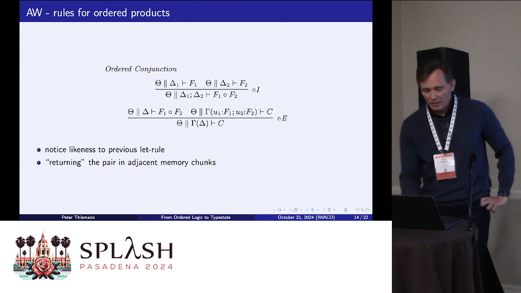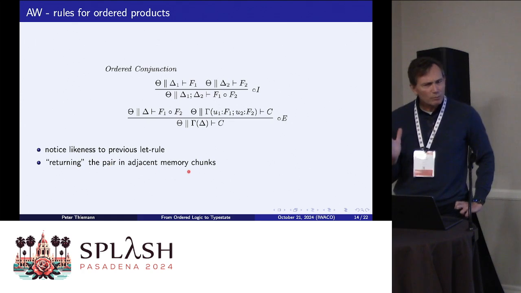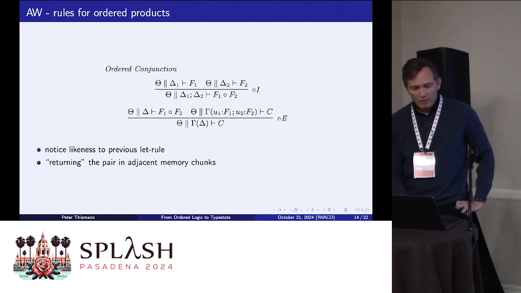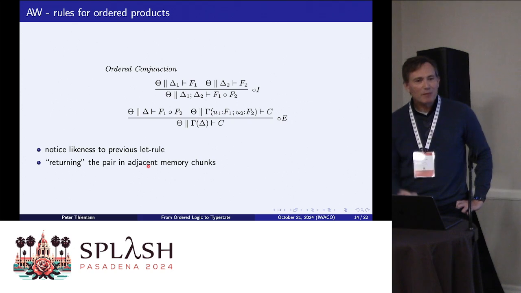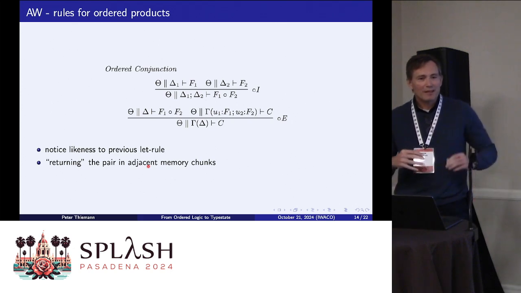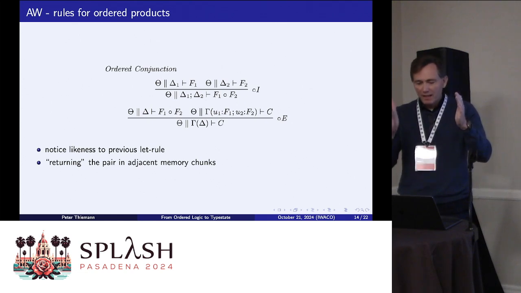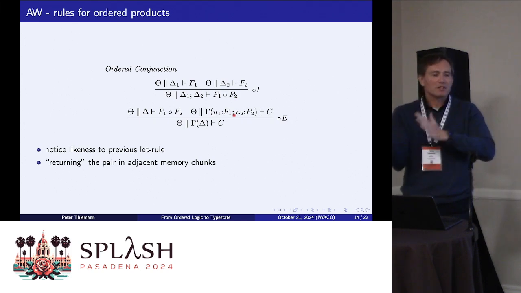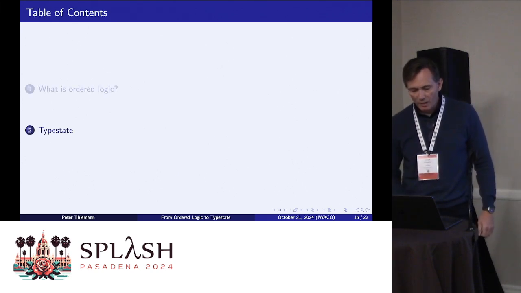And here, this is just really, really nice. And essentially, you're returning, and this would also make sense for this kind of memory adjacency, because essentially we are returning the pair in adjacent memory chunks, right? So if you imagine the pair lives in adjacent memory locations, then here we're just putting a border in between. But the adjacency doesn't really change because we're not changing the structure here. Right.